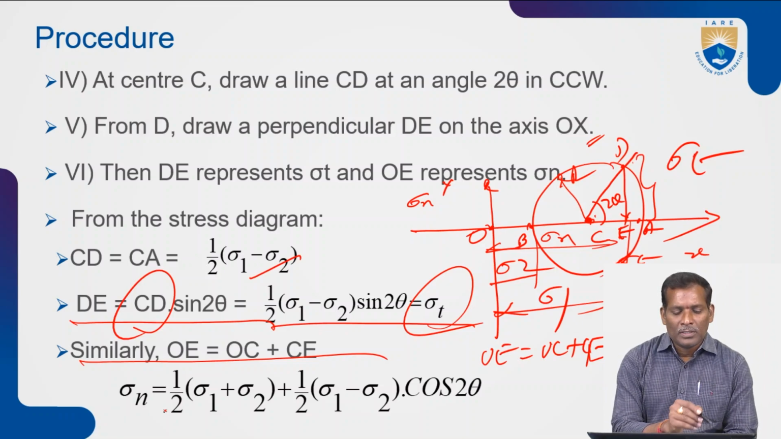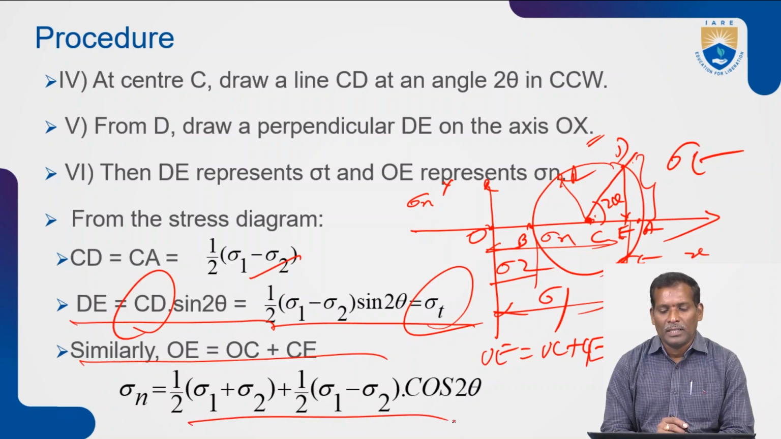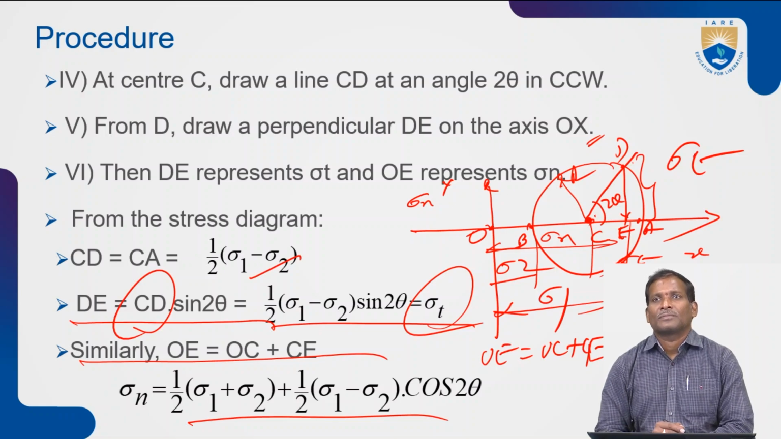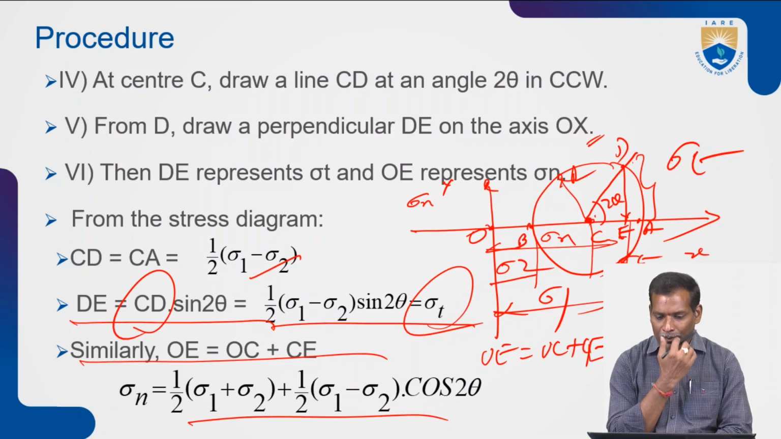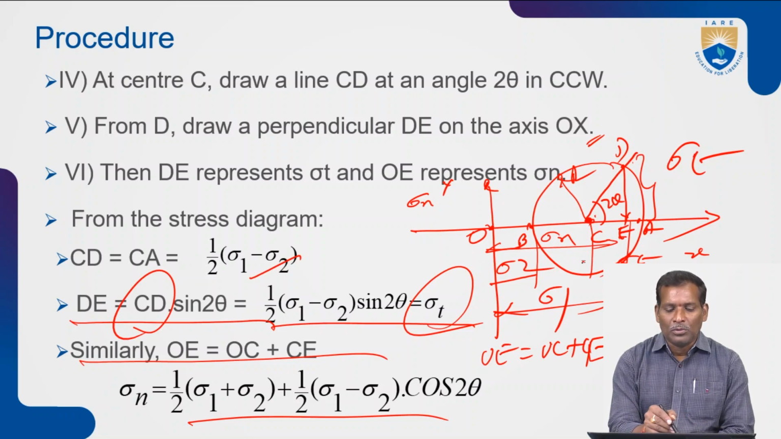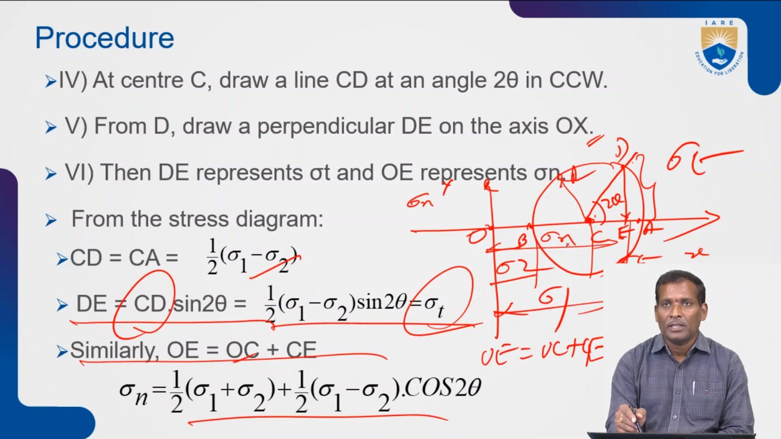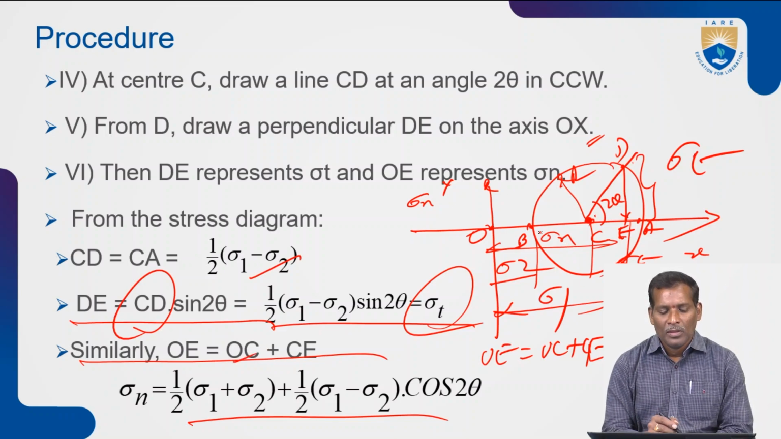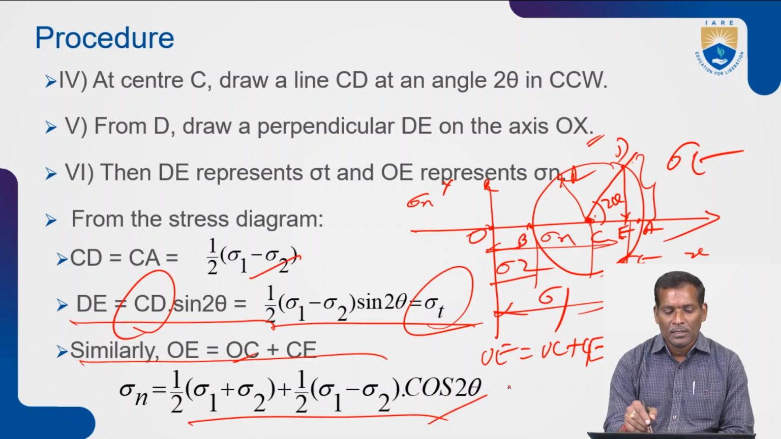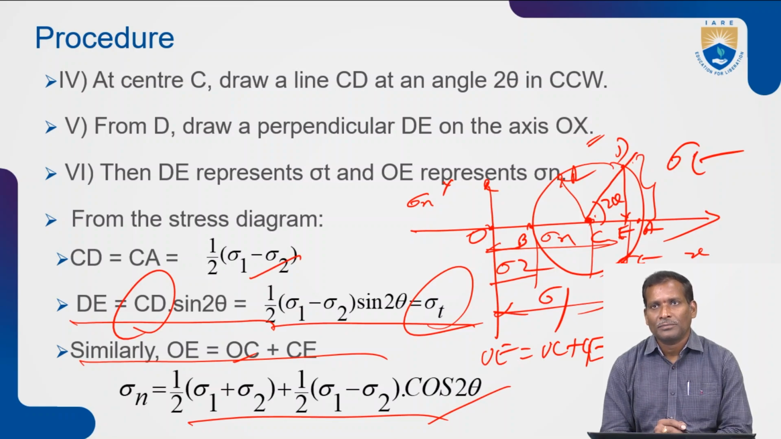So the sigma N is equal to OC plus CE. OC, what is the OC? Sigma N. The OE represents sigma N. That OE is equal to sigma N. So now the OE is equal to sigma N, that is equal to OC, which is sigma 1 plus sigma 2 by 2. And the CE is sigma 1 minus sigma 2 by 2 cos 2 theta.